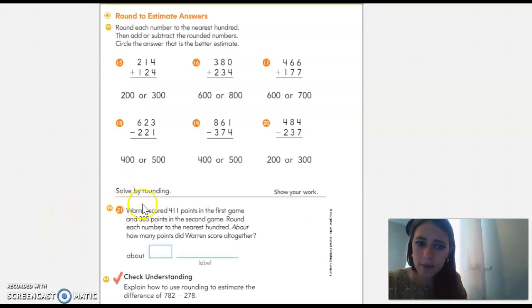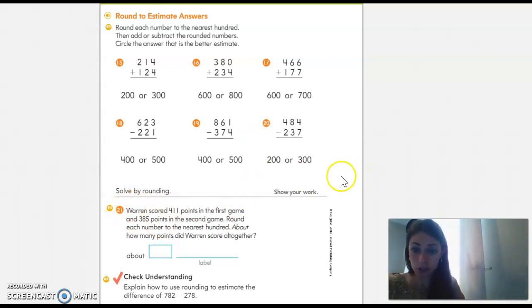Okay, so I want to quick talk about problem number 21. The directions up here say round each number to the nearest 100. Remember to underline the hundreds place value so you know what you're rounding to. Then add or subtract. Everyone circle this, the rounded numbers. You are not solving it like this. Okay, you need to round each addend before you solve it, because you're estimating. Circle the answer that is the better estimate. Okay, so you're circling one of these after you solve it.